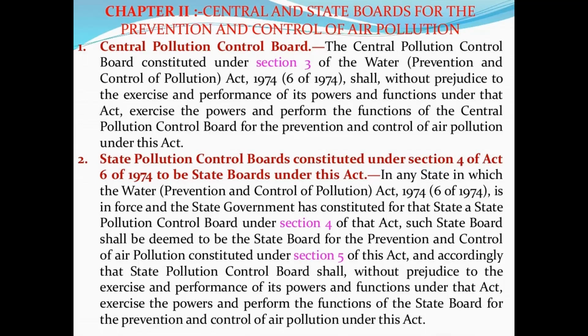Such state board shall be deemed to be the state board for the prevention and control of air pollution constituted under section 5 of this act, and accordingly that state pollution control board shall, without prejudice to the exercise and performance of its powers and functions under that act, exercise the powers and perform the function of the state board for the prevention and control of air pollution under this act. So basically government give the powers to this board, okay.